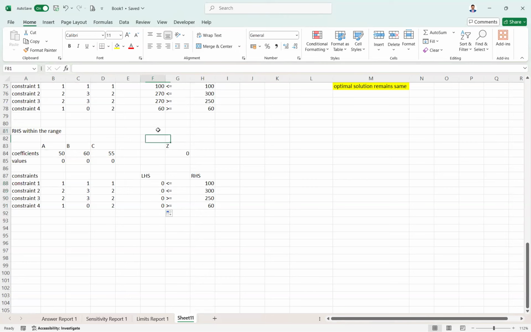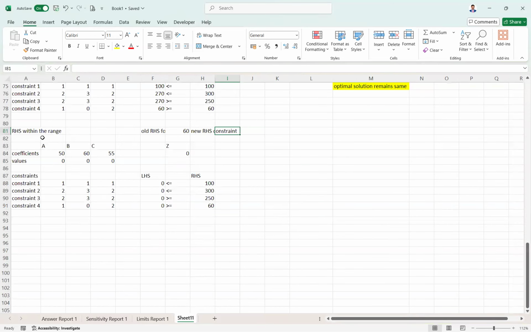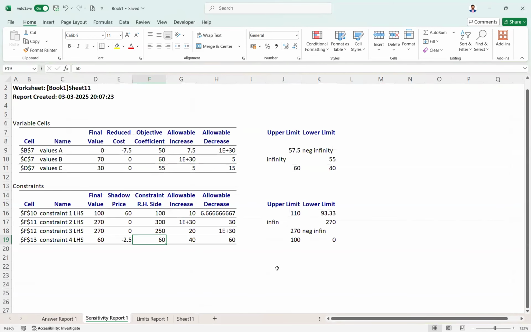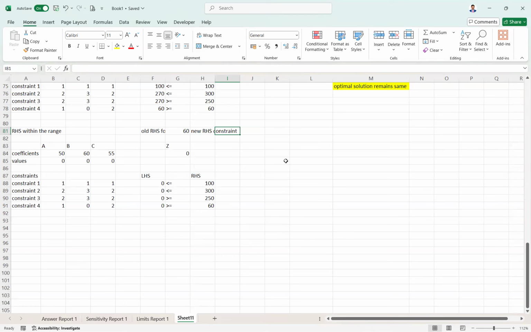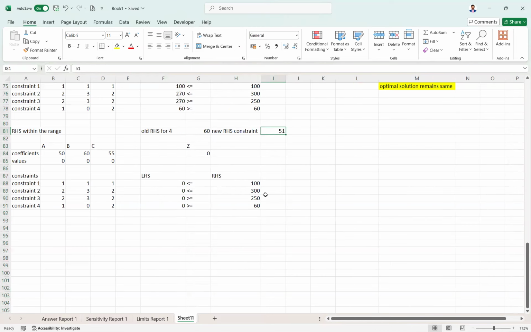Now the old RHS for constraint 4 is 60. Then the new RHS for constraint 4 could be 61 or 59. Let us see the limit. For 60, it is 0 to 100. We are doing it within the range. So let us do it for 51. So the new constraint is 51. Do it for 65 also.